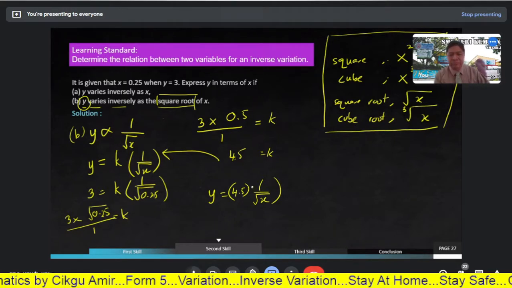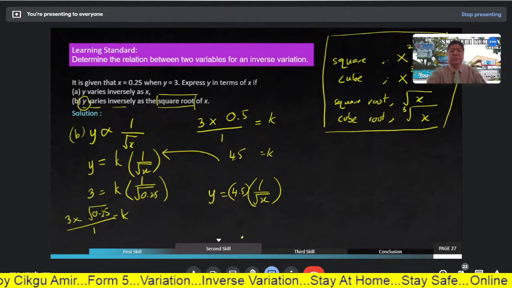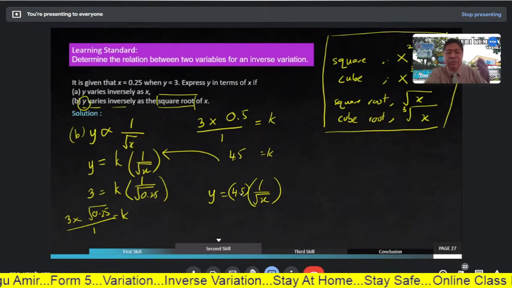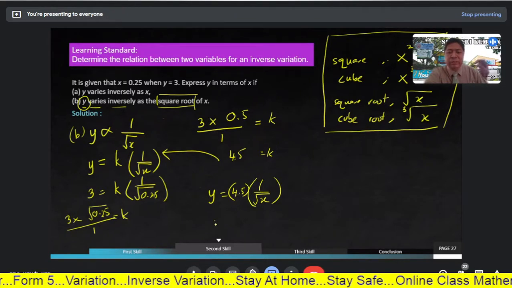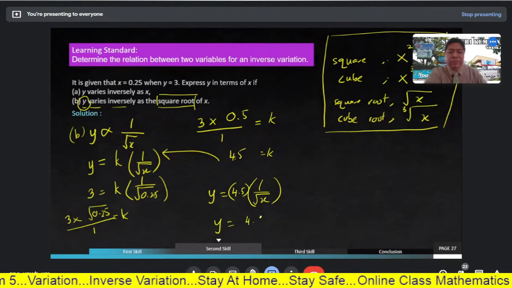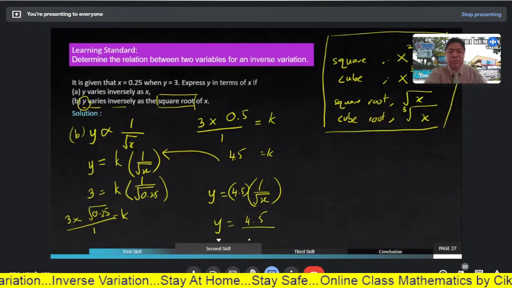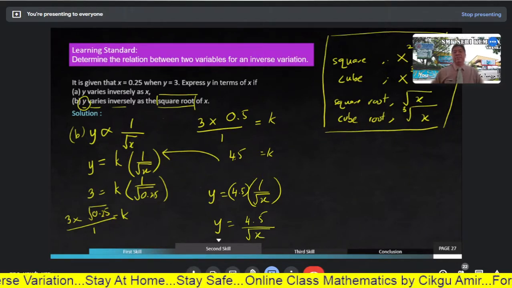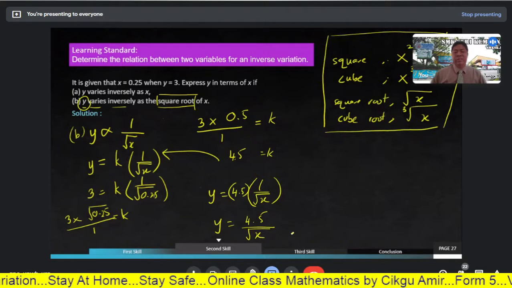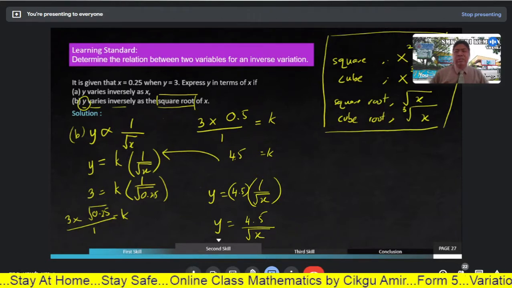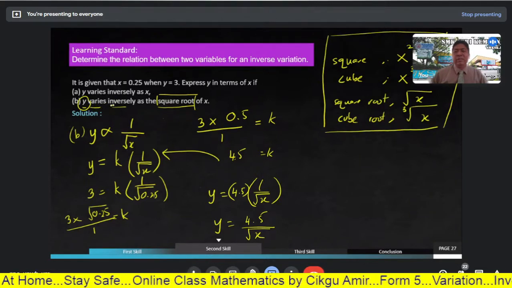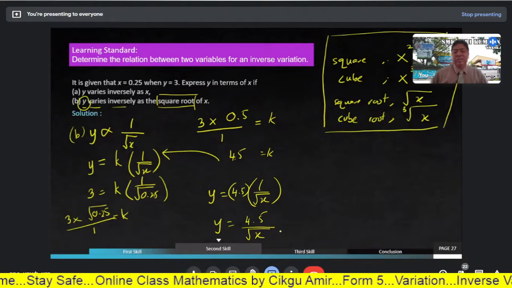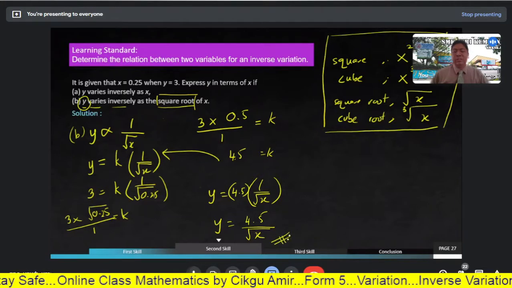Then 4.5 multiplied with 1 will become 4.5 over square root of x. So this is the final equation for B. Question B, this is the final answer for the question.